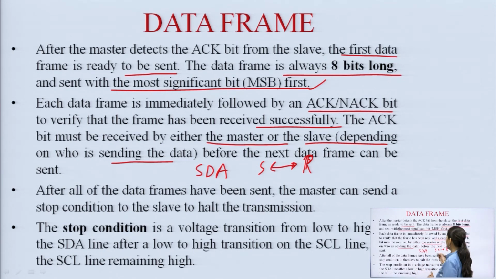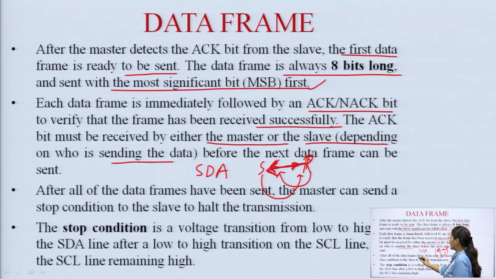So, if the direction of the data transmission is from sender to receiver, that is from the master to slave, then the acknowledgement bit is sent from the slave to the master side. And if the data transmission takes place from the receiver to sender, that is from the slave to master, then the acknowledgement bit is sent from the master side to the slave side. So, this is what is written here.